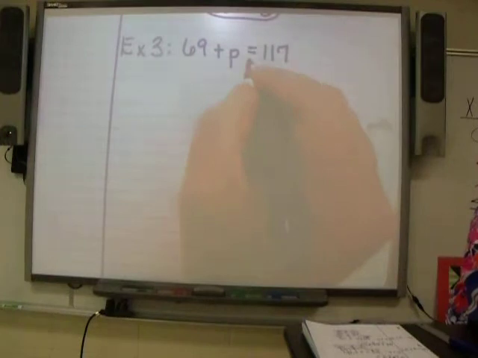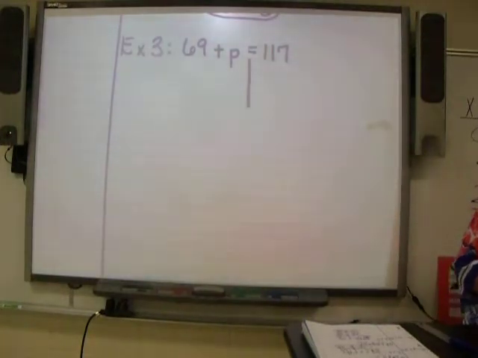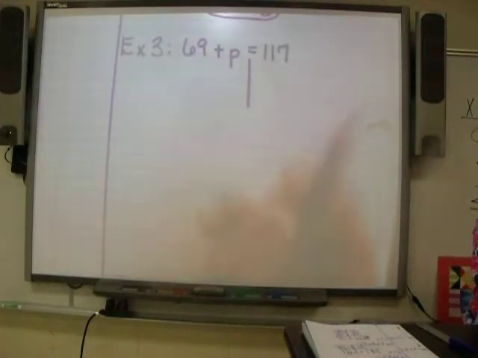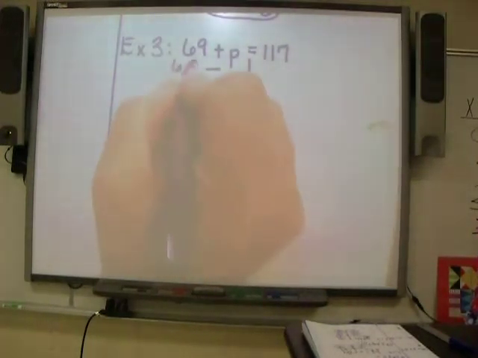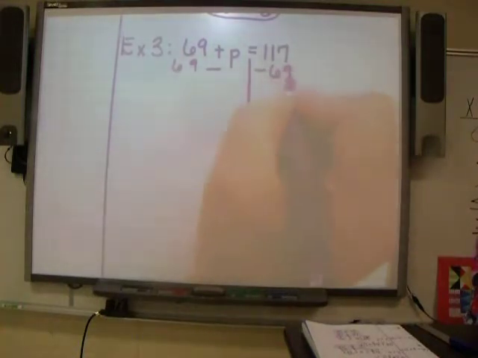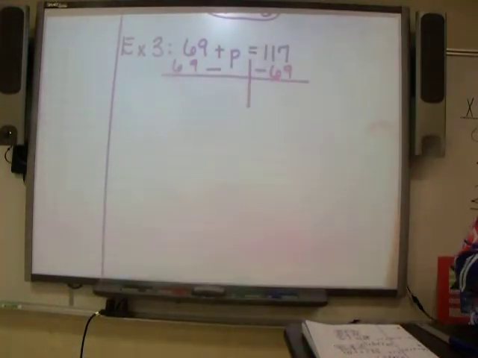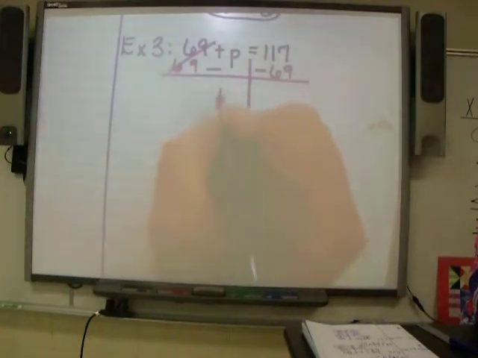Here is the center of our balance. If I have added 69, what's the opposite? Subtract 69. So I'm going to subtract 69 from both sides. In doing that, I created 69 zero pairs on that side, and it left P by itself.